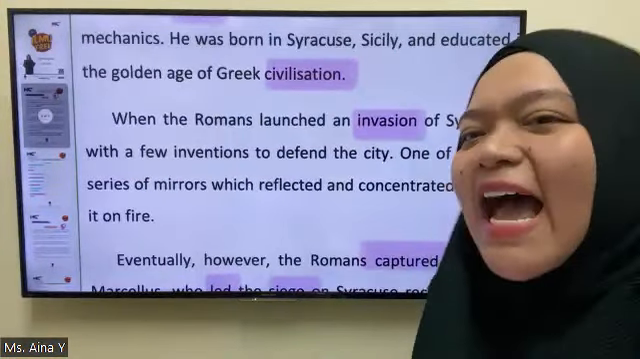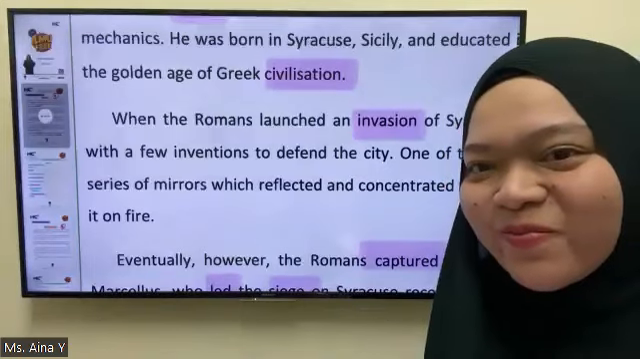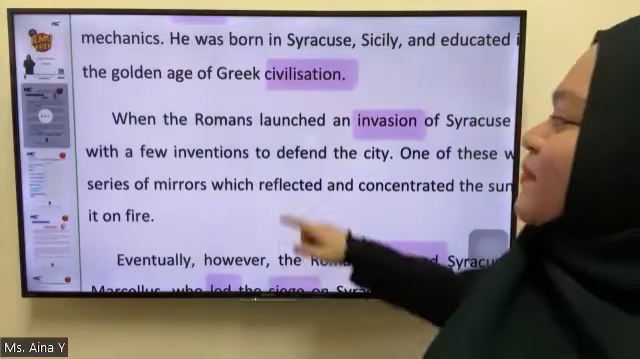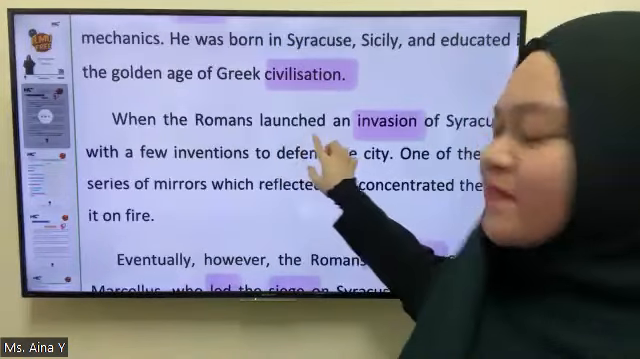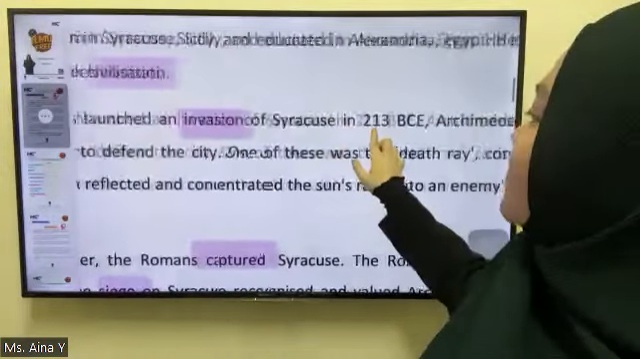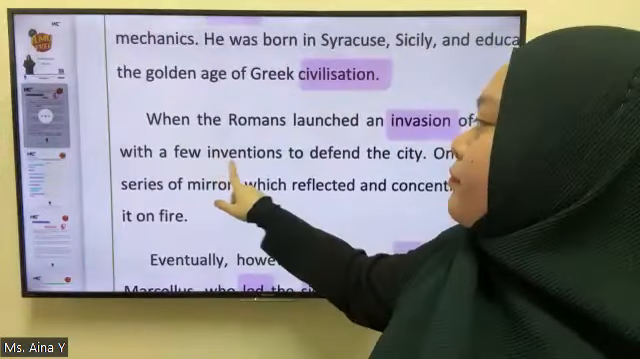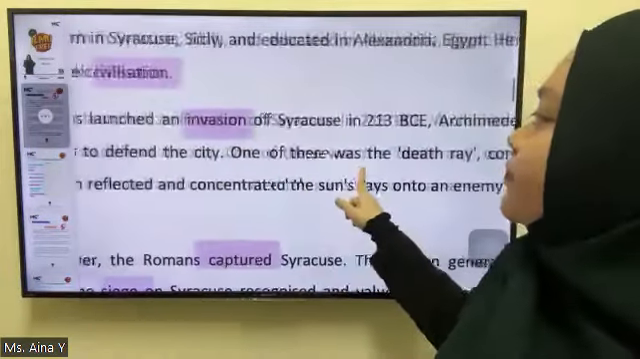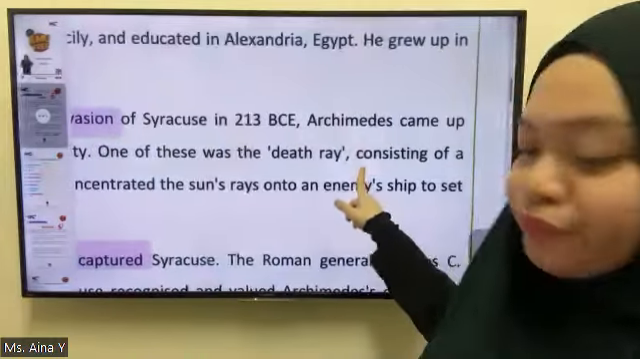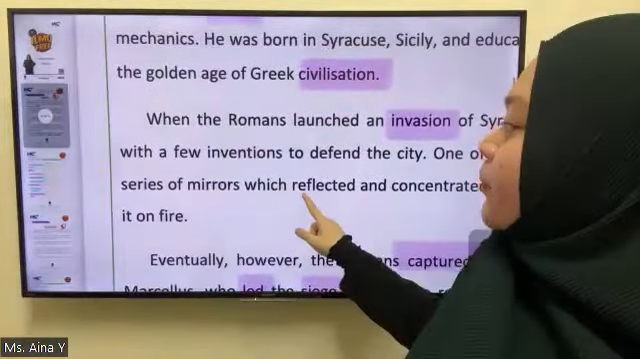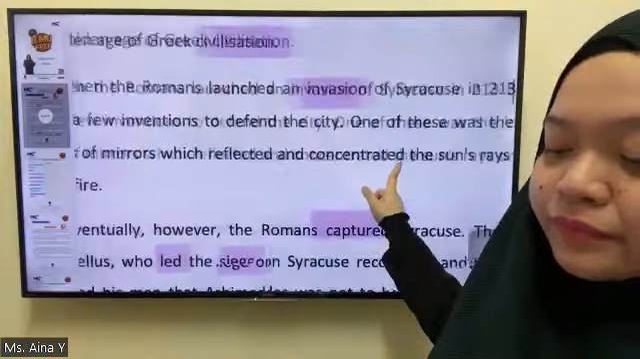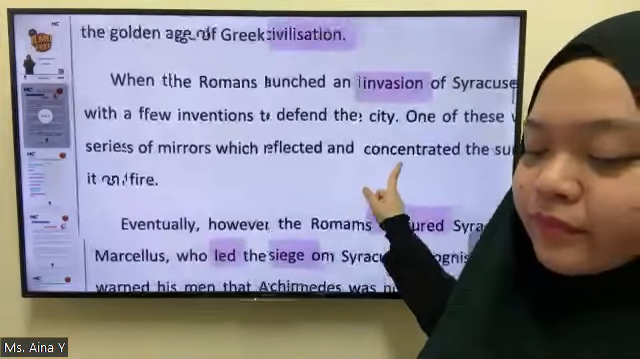Hi, teacher. Hello, are you ready? Yes. Let's go. When the Romans launched an invasion of Syracuse in 213 BCE, Archimedes came up with a few inventions to defend the city. One of these was the death ray, consisting of a series of mirrors which reflected and concentrated the sun's rays onto the enemy's ship to set it on fire. Yes, exactly. Good job.